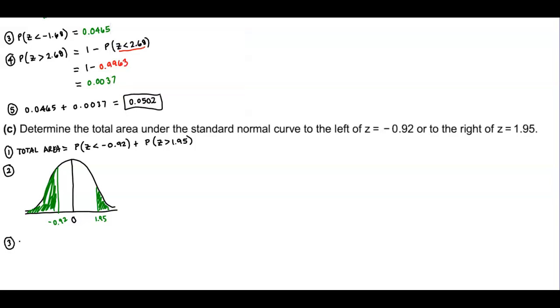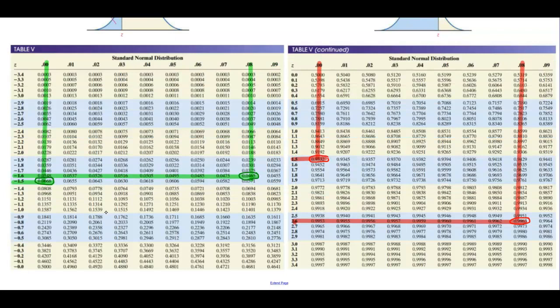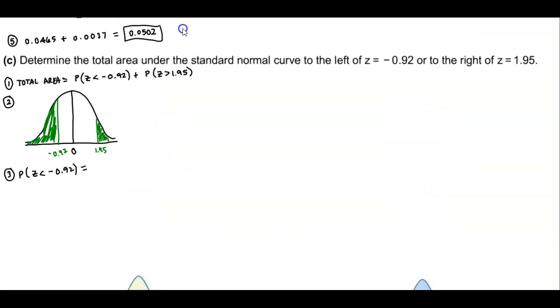So let's first find the probability of when z is less than negative 0.92. So let's take a look at negative 0.92. So we have negative 0.9, and then we're going to go to 2. And we can see from here that the area to the left is going to be 0.1788. So we know that that area represents 0.1788.